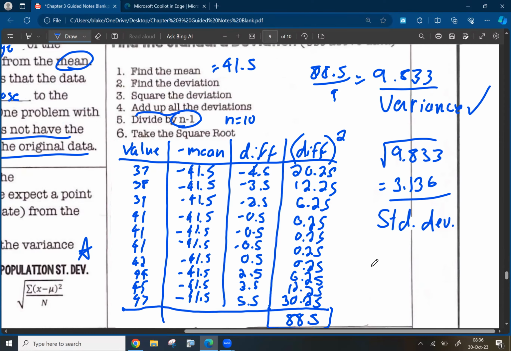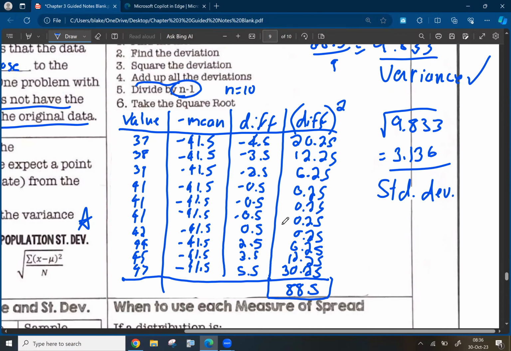All right. So that's how to do it by hand. It's pretty easy to follow. It just takes a little while because there are so many steps to it. But you have the values. You subtract the mean to find out how far away each value is from the mean. You square them. You add them up. And you divide by n minus 1. And finally, you square root to get the standard deviation at the end.